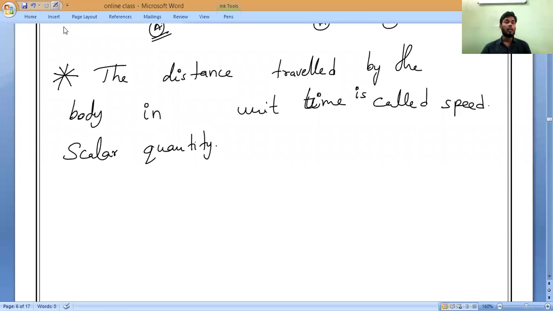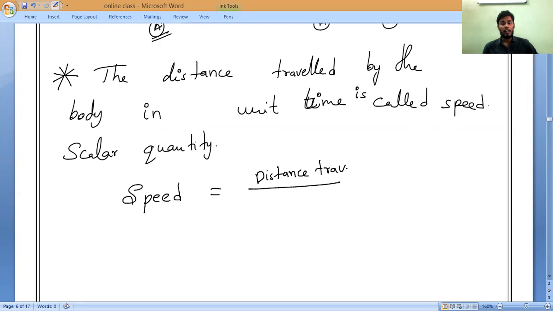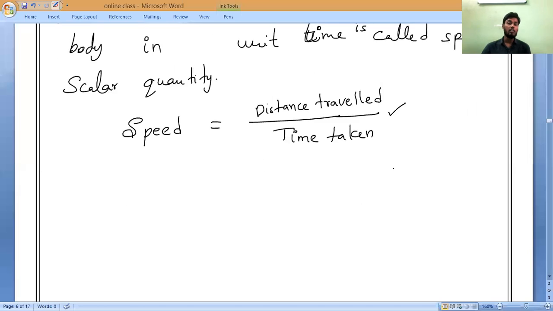Now we will write it in the form of an equation. So speed is equal to, Harish traveled some distance, so total distance traveled, divided by the time taken by Harish. 15 seconds, correct? Whatever the time taken by him, that is what I will write. So this is the way to find speed. Clear?